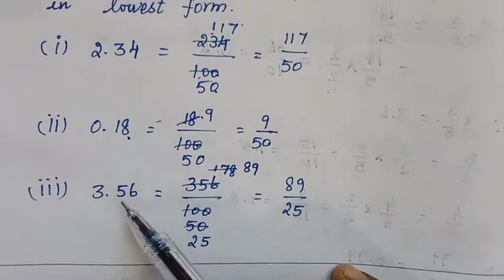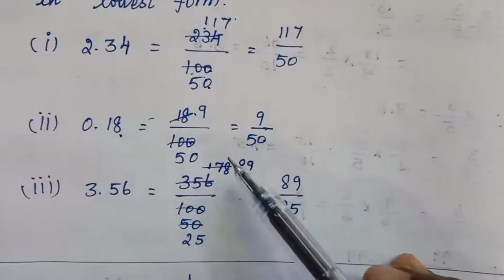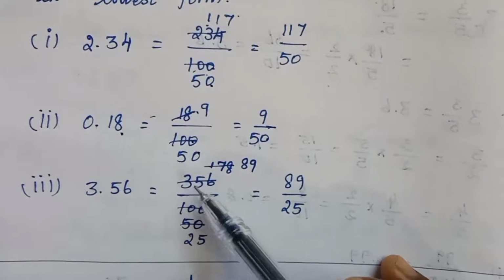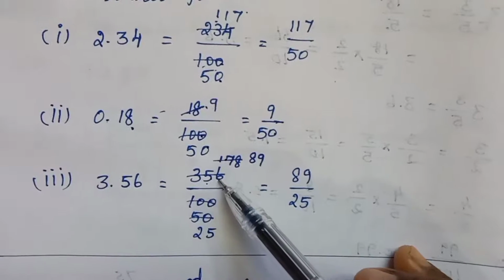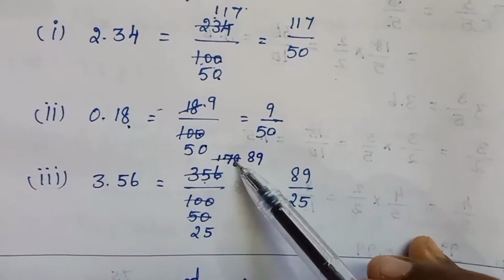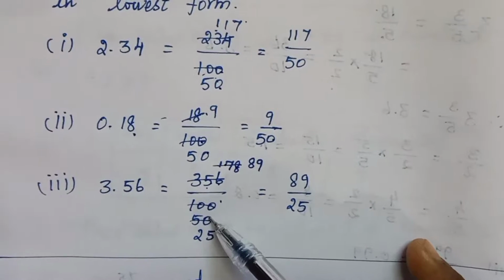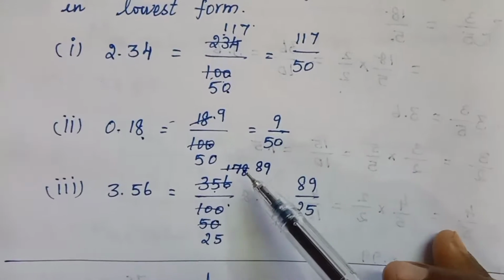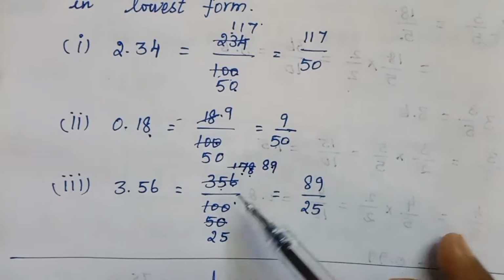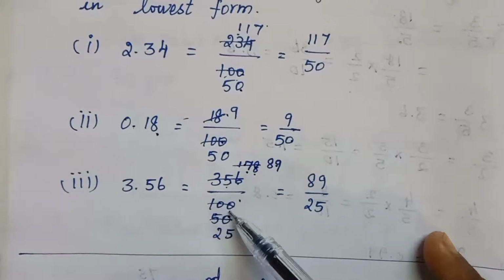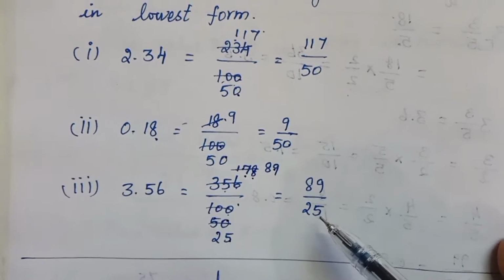Third question, 3.56. That is written as 356 by 100. First the 2 table is possible: 1 2 is 2, balance 1, 7 2s are 14, balance 1, 8 2s are 16, so 178 by 50. Then again the 2 table: 8 2s are 16, balance 1, 9 2s are 18, 2 2s are 4, balance 1, 5 2s are 10. After cancelling we have 89 by 25.